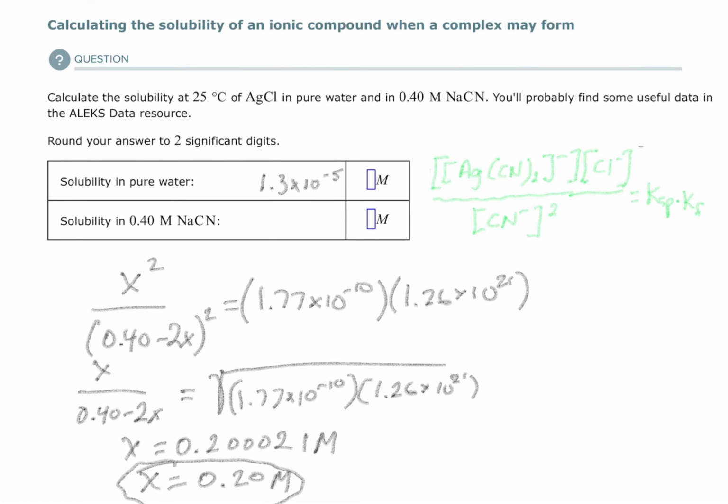And so look what happens. Do you see that when you add something that can make a complex to the soup, you can increase the solubility, sometimes terrifically. In this case, you've gone up from 10 to the negative 5 to 10 to the negative 1. So 10,000 times. That's pretty good. I hope this helps you.